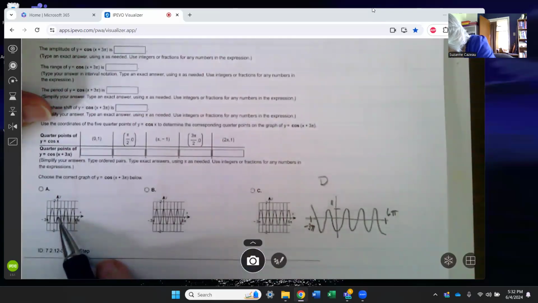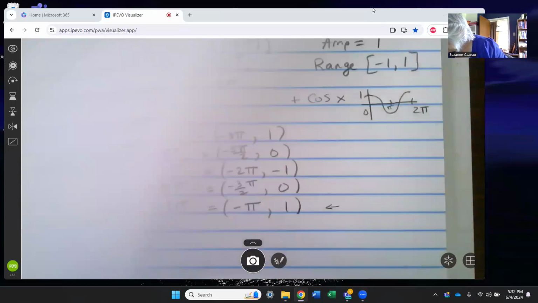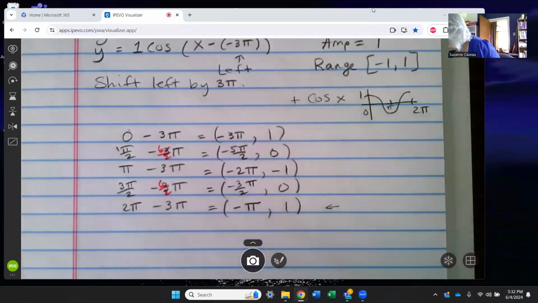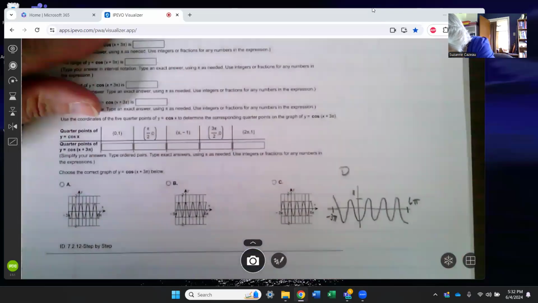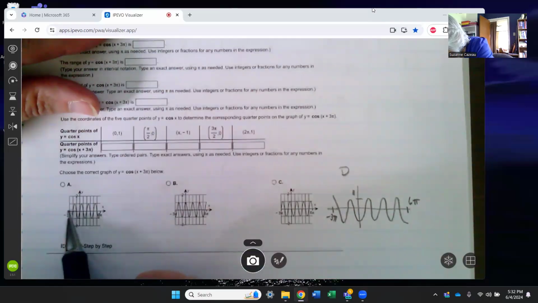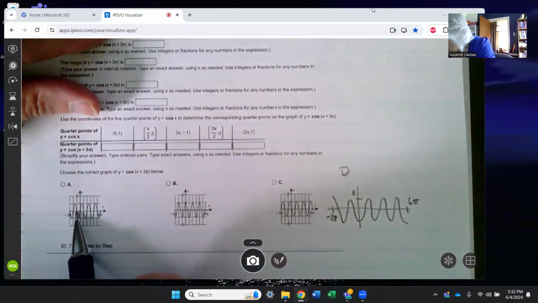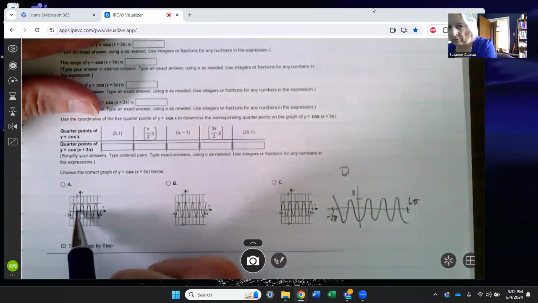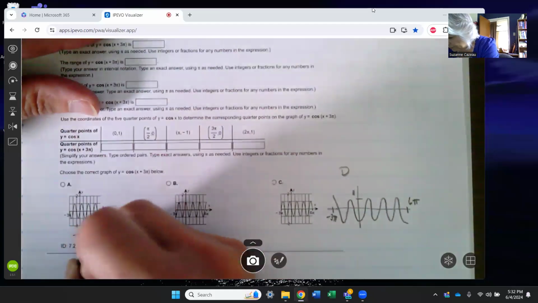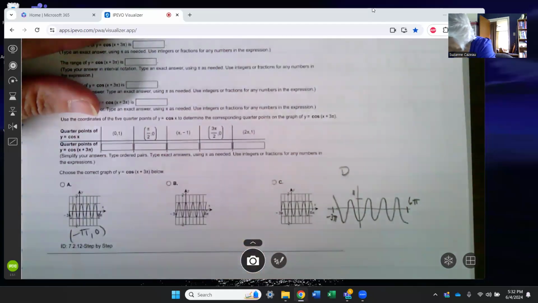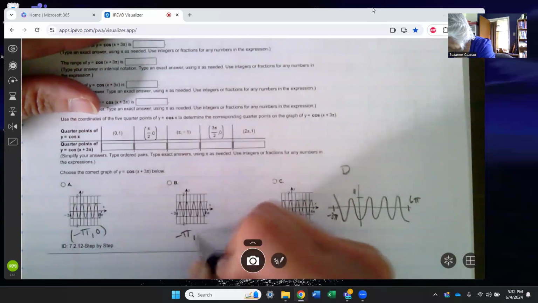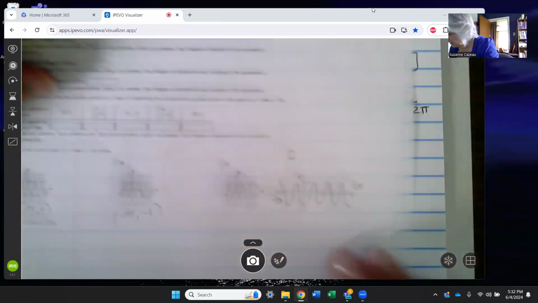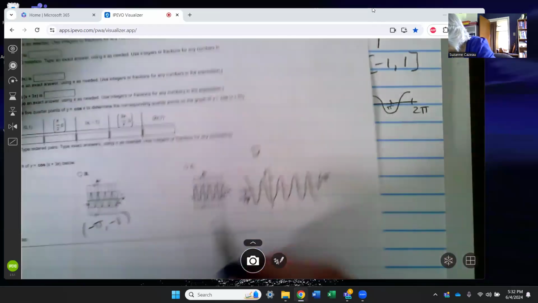It's hard for me to tell on this little tiny graph. Negative pi 1. Okay, so which one of these has negative pi 1? Well, let's see. 1, 2, 3. So these are all going by pi, right? So there's 0. So this is negative pi 0 on this graph. So that one's out. This one has negative pi negative 1. So that one's out. We want negative pi positive 1.